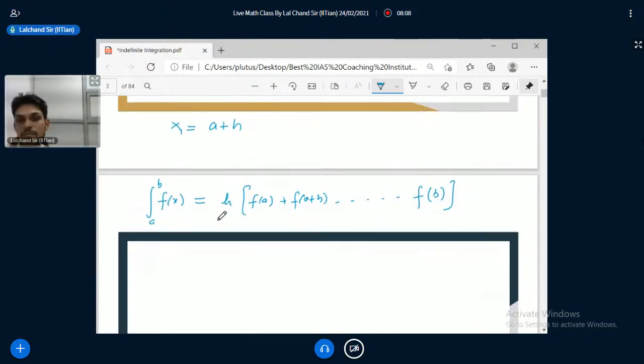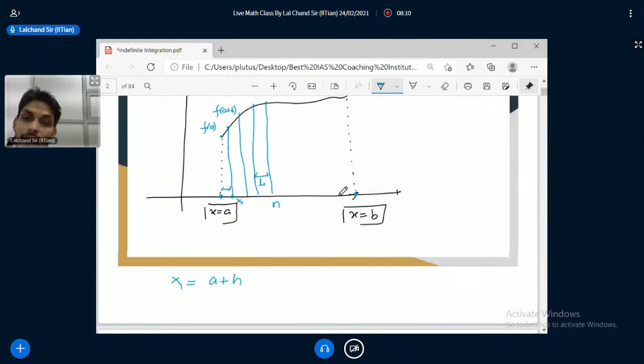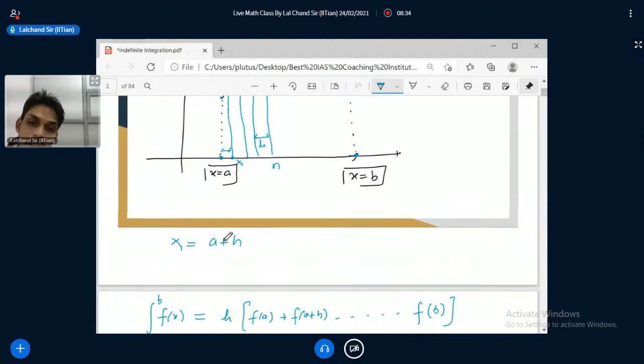And what is the value of h? Can you find the value of h? Anjita, can you find the value of h from this integration point of view? Anjita, are you following this area integral? Okay, so can you tell me how to find the value of h?